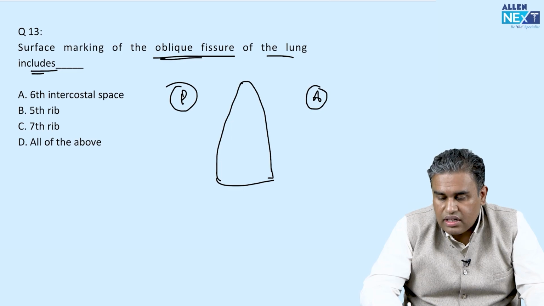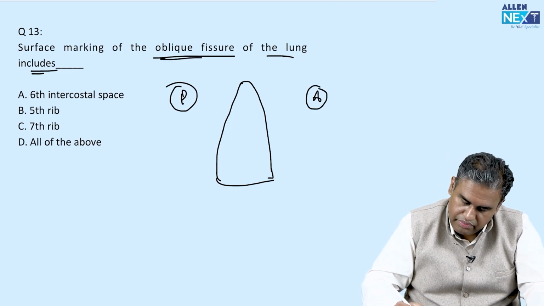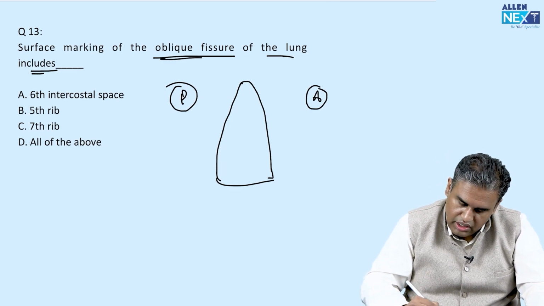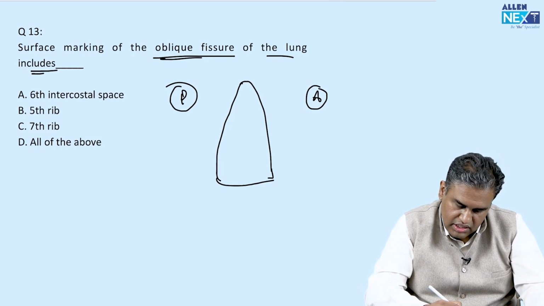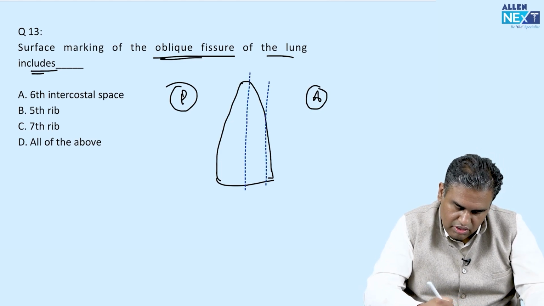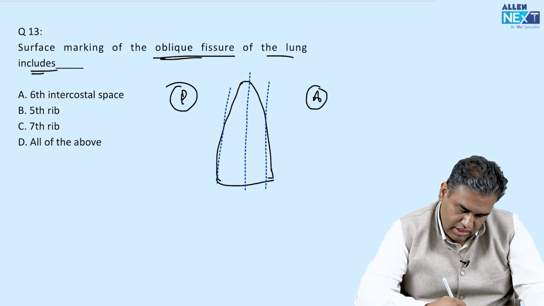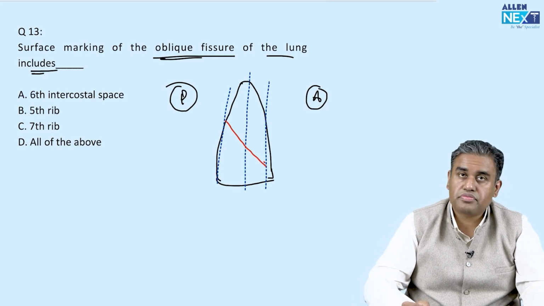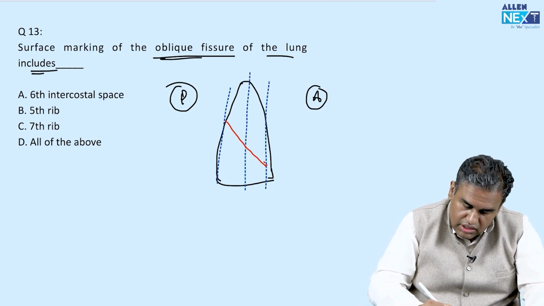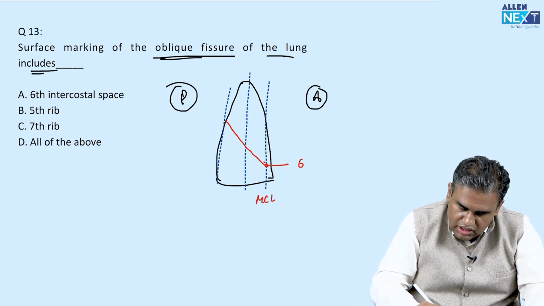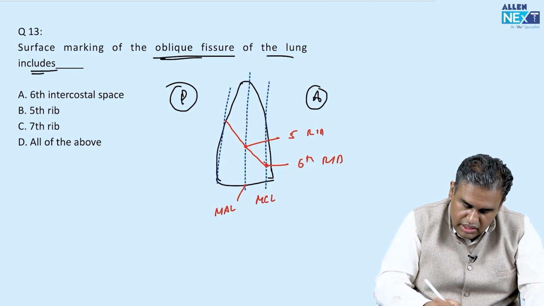There are a few surface marking points which are very important. What are those? If you make a line from the mid-axillary area and the mid-clavicular area, and that is on the posterior spinous processes, this oblique fissure actually should be going like this. What are the surface points? Along the mid-clavicular line, it goes around the 6th rib. Along the mid-axillary line, it crosses around the 5th rib. Then it goes over here.